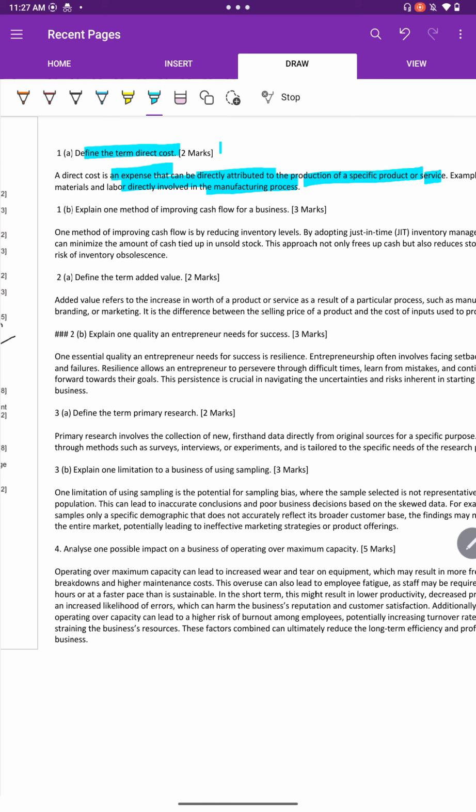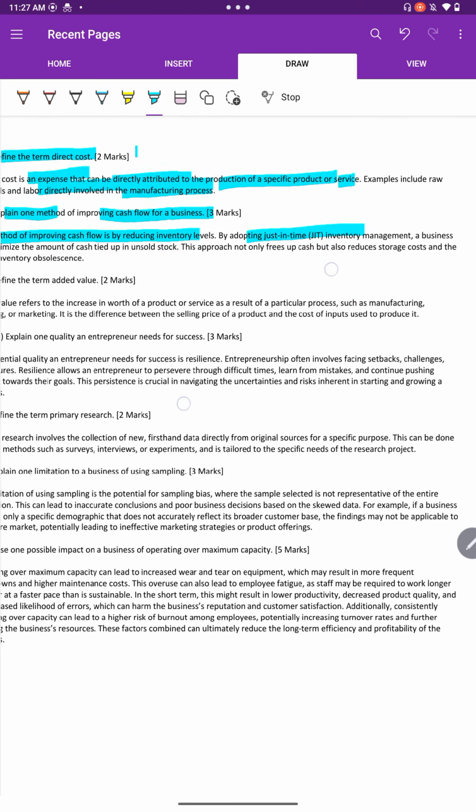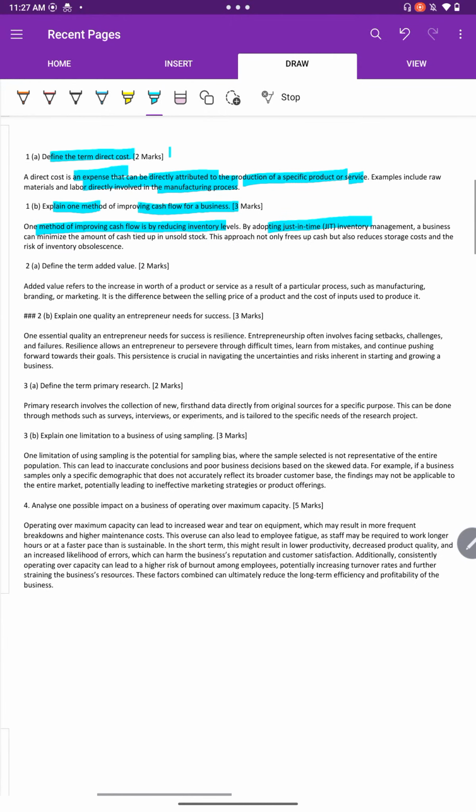Second question is that explain one method of improving cash flow for a business. So we just need to explain one method. So one method of improving cash flow is reducing the inventory levels by adopting just-in-time inventory management. So a business can minimize the amount of cash tied up in unsold stock, and this approach not only frees up cash but also reduces the storage costs and the risk of inventory obsolescence.